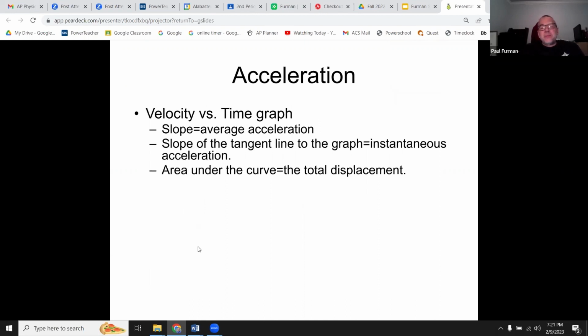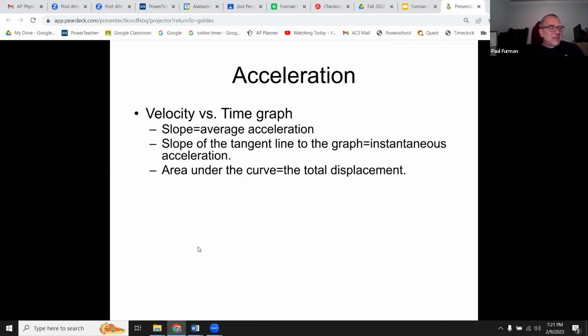The type of kinematic graph that you're most likely to see is going to be a velocity versus time graph. And when I draw my position graphs, I start with the position versus time graph. I draw it at the top of the page. And then right below it, I draw a velocity versus time graph. And then below that, I draw an acceleration versus time graph. So the vertical units go from meters to meters per second to meters per second squared.